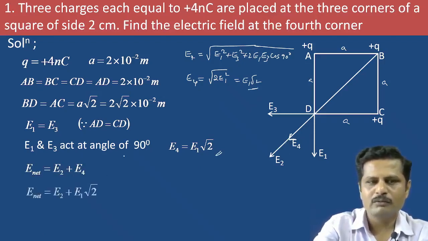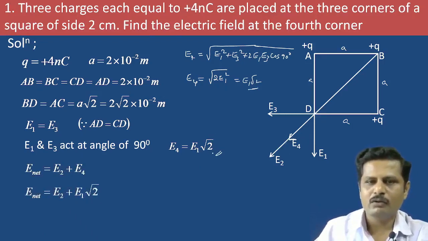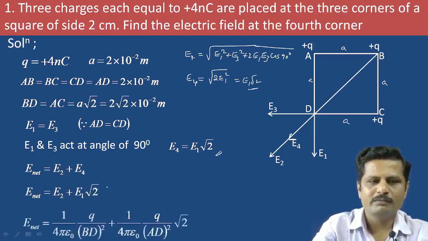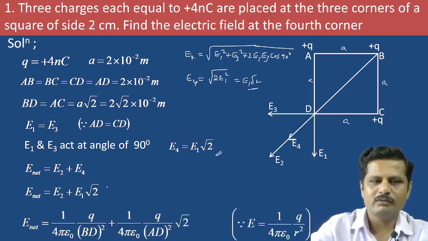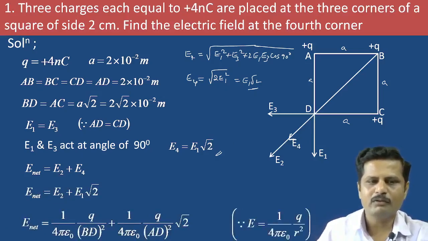Now substitute E4. E4 is equal to, just now we found, E1 root 2, so we can write E1 root 2. So it becomes E2 plus E1 root 2. Now in substituting the equation, E2 is equal to 1 by 4 pi epsilon naught q divided by BD square.